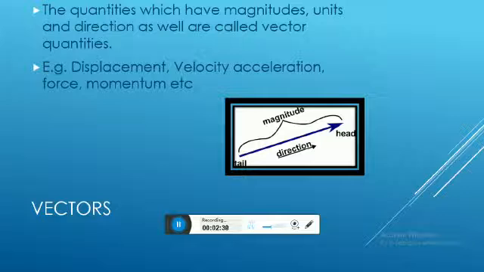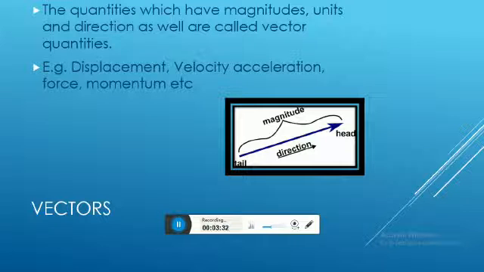Now the second term, vectors. Vectors are such quantities which have magnitude, unit, and direction as well. They are called vector quantities. For example, displacement, velocity, acceleration, force, momentum, etc. Let's try to understand the concept of vector quantities through the example of force. If you throw a ball, definitely you will apply some force, and you throw that ball in some direction, and that ball will move in a specific direction. Let's suppose you throw a ball in the upward direction, it means you are applying force in the upward direction. So force has some direction. Either you apply a force rightward or leftward.